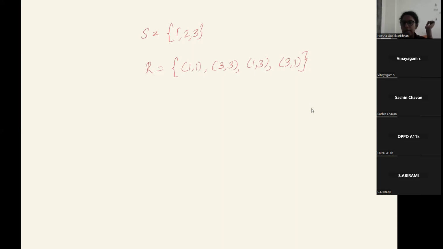So we have to consider all the elements of the set. Then only we can say it is reflexive. For all the elements, the pair (a, a) should be there.